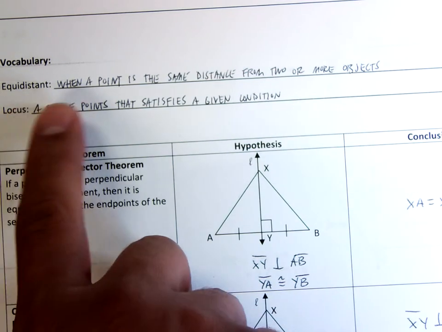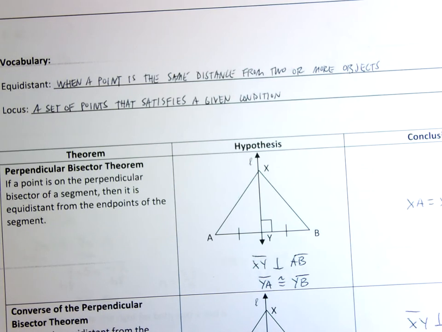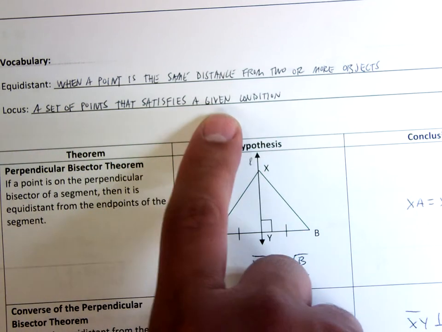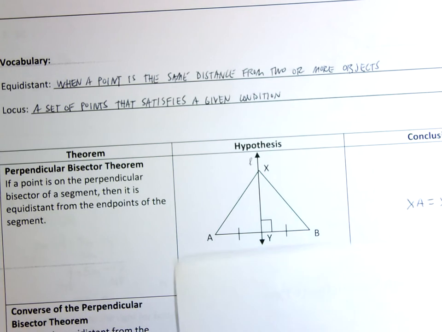Vocab, equidistant: when a point is the same distance from two or more objects. So if I'm standing at the 50-yard line on the football field, then each of the end zones is equidistant from me. Same distance away from where I'm standing. Locus: a set of points that satisfies a given condition. We'll talk about that more in class.